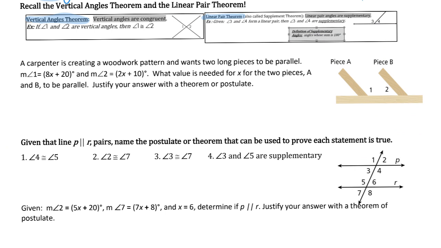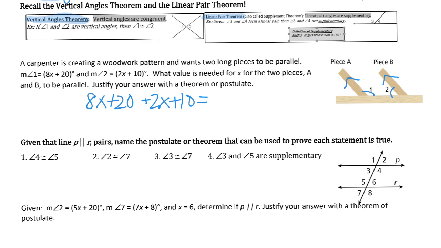Okay, if you read this first problem, it says that a carpenter is trying to do woodwork, and they want these two pieces of wood to be parallel to each other. If you want those to be parallel, what do these two angles have to be? We don't need them to be congruent to each other, but we need them to be supplementary, because remember, they're same side interior angles. I'm not sure why he's doing an algebraic equation to figure out the angle instead of just measuring it. However, this isn't our math problem today.